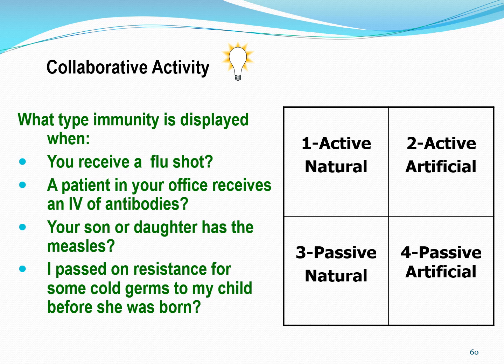Because remember, a patient in your office receives IV of antibodies. That is not active, right? It's going to be passive. And it's artificial because you didn't make it yourself. Your son or daughter has measles, okay? That's natural because you naturally came in contact with it, and it's active because it's going to be long term. And then if you passed on resistance from some cold germs to my child before she was born, remember, that's natural, but it's going to be passive because it's only short term, right?